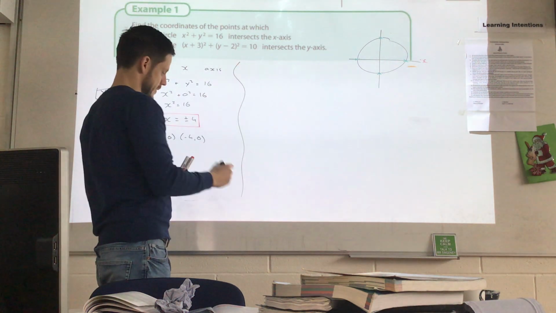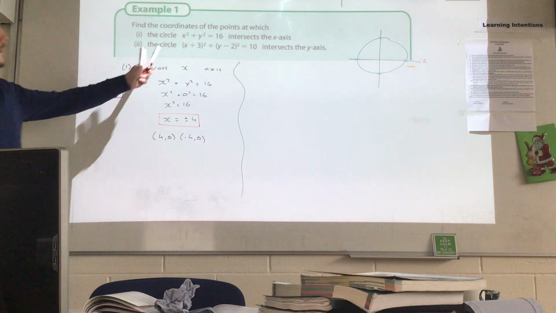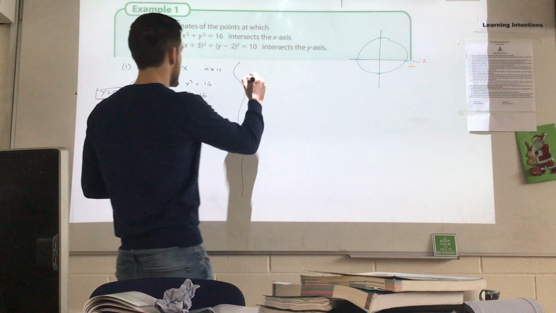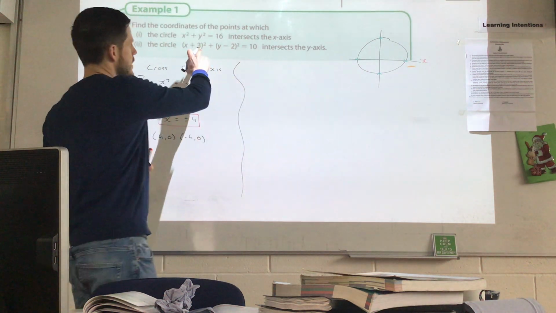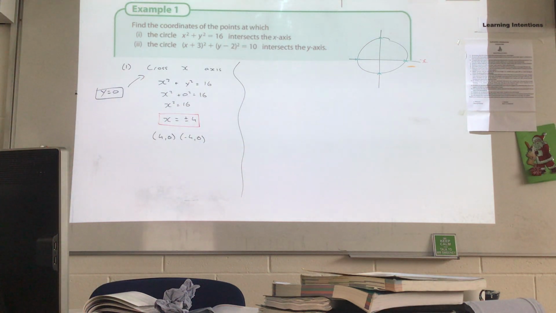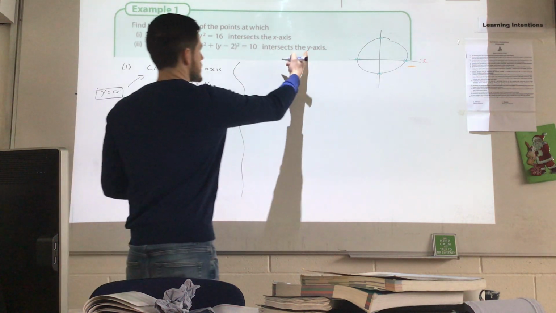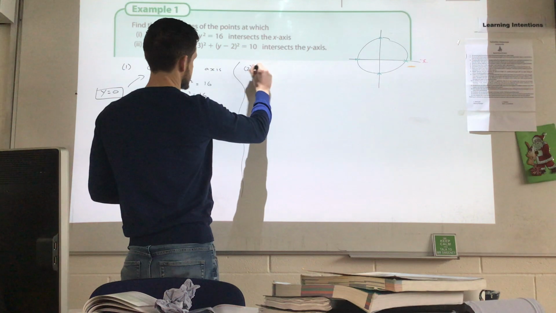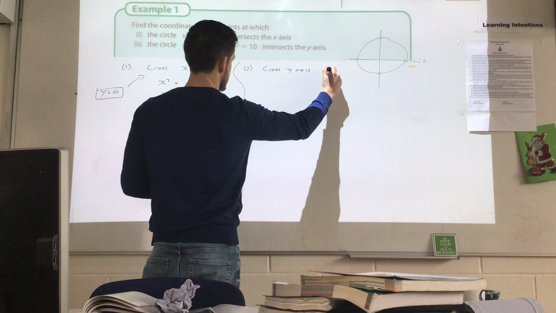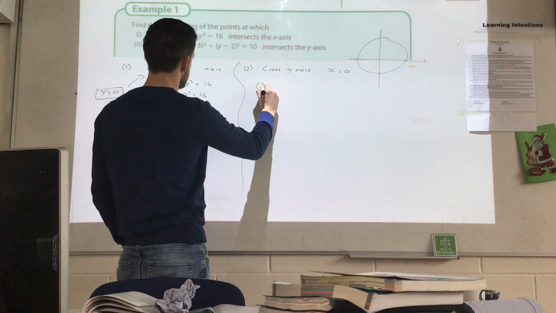Second one's a little bit more complicated. This circle here does not have a centre 0, 0. X squared plus y squared has a centre 0, 0, so it makes life easy when we come to sub it in. So this has a centre of minus 3 and 2. Remember, we changed the signs here, so minus 3 and 2. And the radius is the square root of 10, it's going to be 3 point something. So we want to figure out when this crosses or intersects the y-axis. So when it crosses the y-axis, x is equal to 0. And again, we're doing the same thing, except it's just going to be a little bit more long-winded.